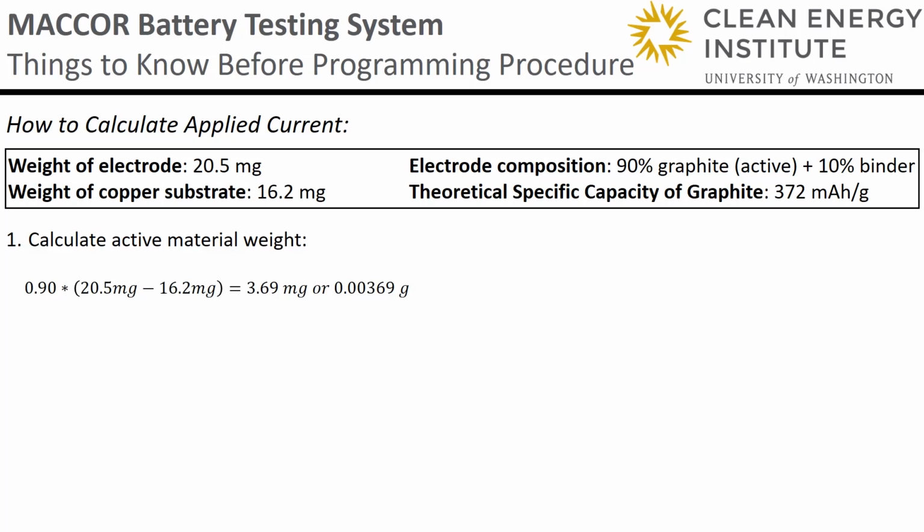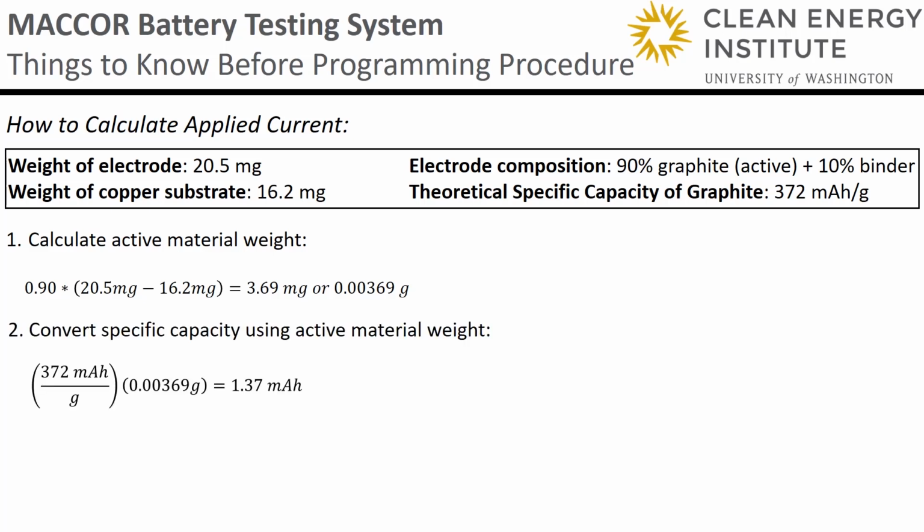The next step is to convert specific capacity using your active material weight. If our theoretical specific capacity of graphite is 372 milliamp hours per gram, we can multiply that by our active material weight and get a capacity of 1.37 milliamp hours.